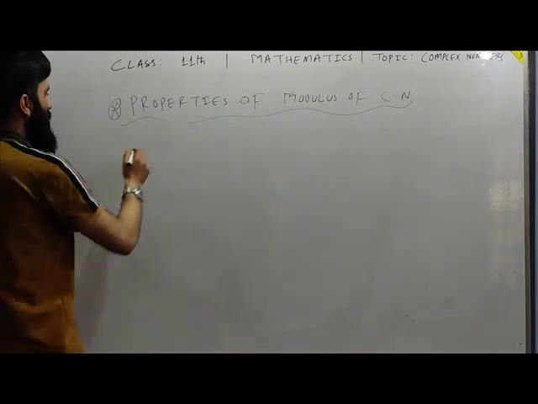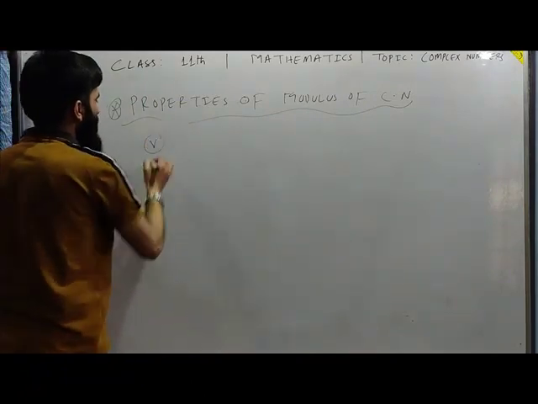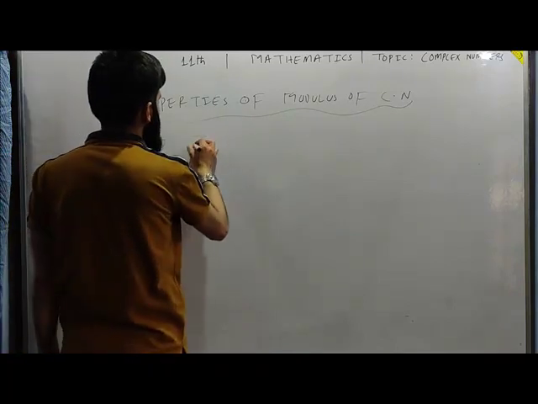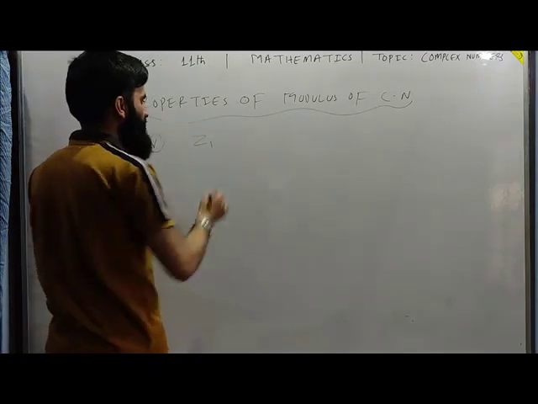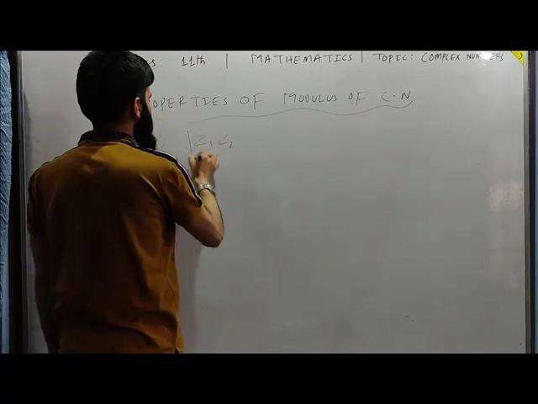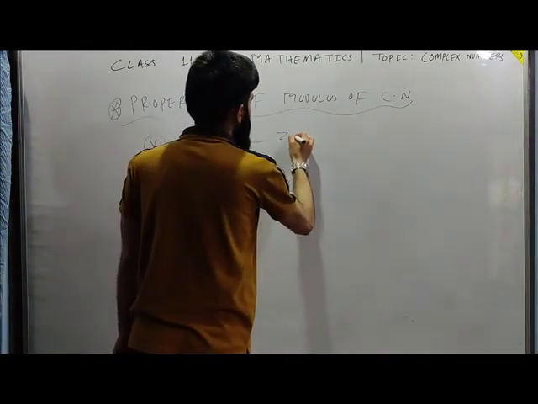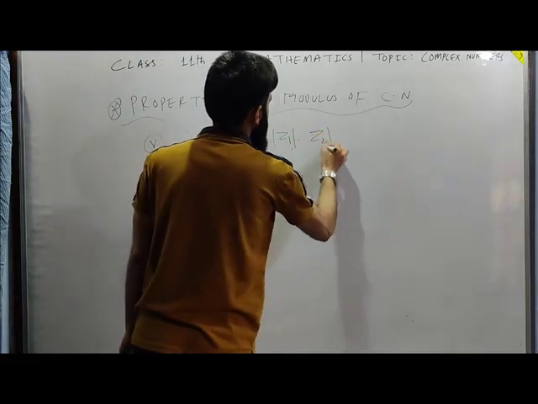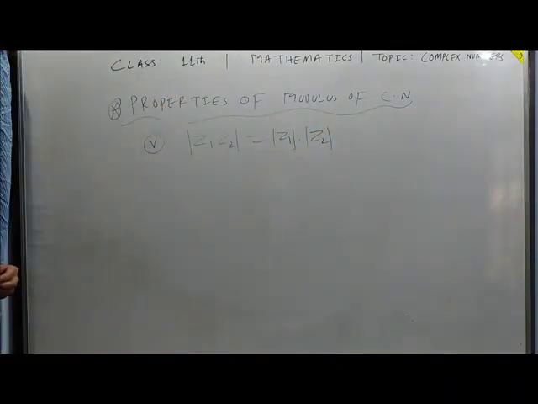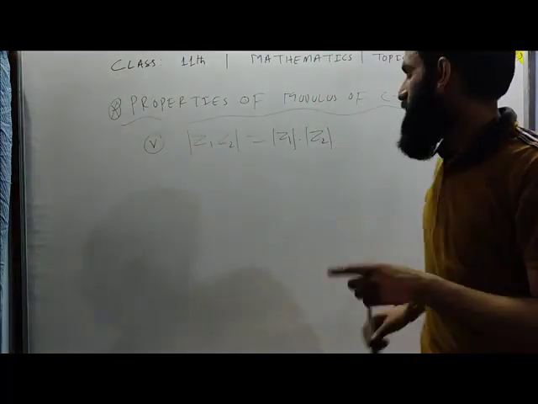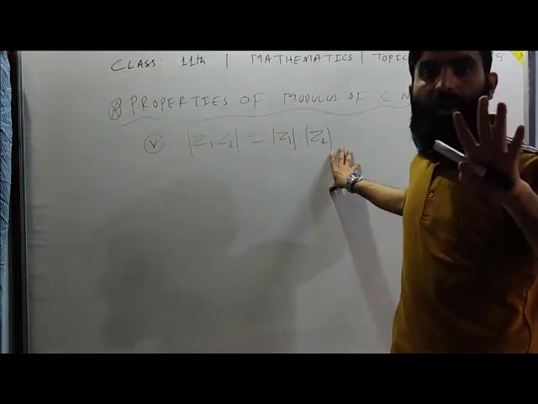Now moving ahead, we discuss the fifth property. Our fifth property is like this: if z1 is a complex number and z2 is any complex number, and you take the mod of z1 z2, that is equal to mod of z1 dot mod of z2. That means the modulus of the product of two complex numbers is equal to the product of the moduli of the individual numbers.